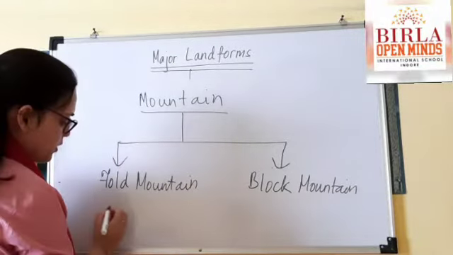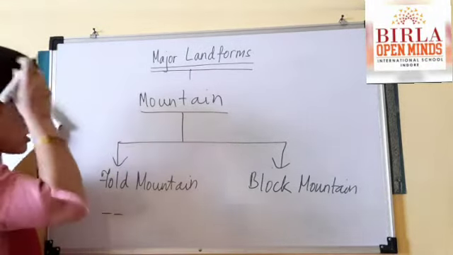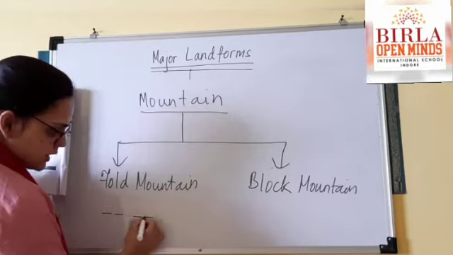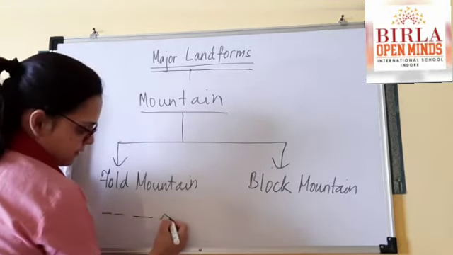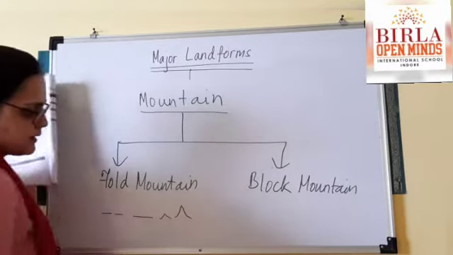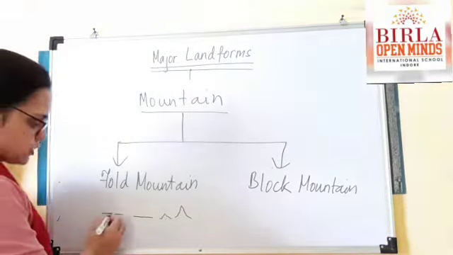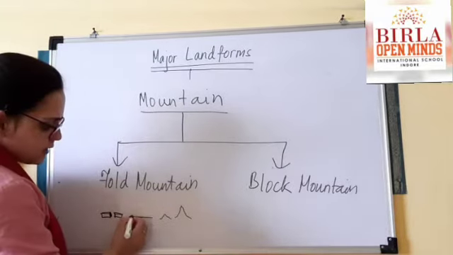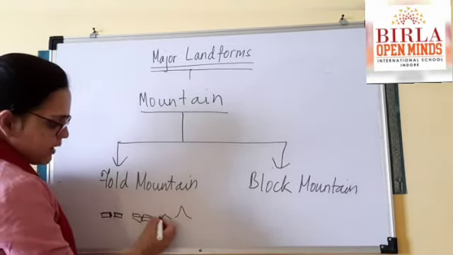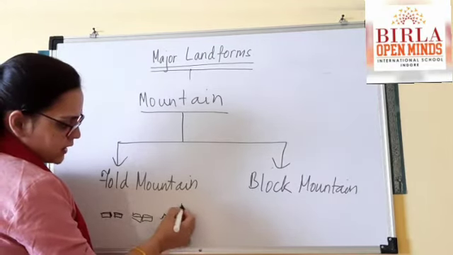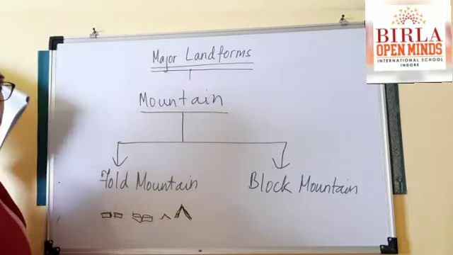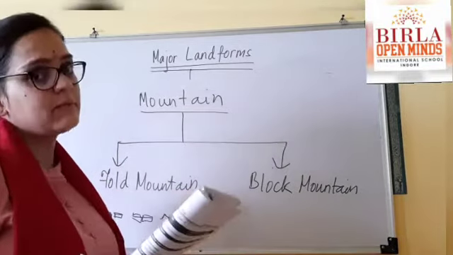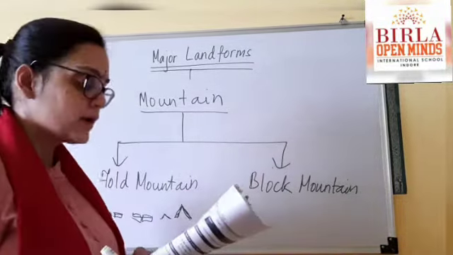So what is a fold mountain? When two tectonic plates collide, gradually they start forming a mountain like this. This is known as a fold mountain. Tectonic plates are the plates out of which our earth is made up. Two tectonic plates are coming and colliding with each other, forming a conical landform, and this is what is known as a fold mountain. An example of a fold mountain is the Himalayas. And where are the Himalayas? In Asia.